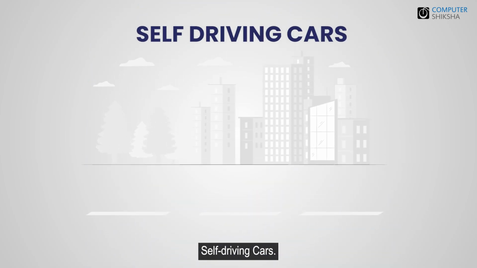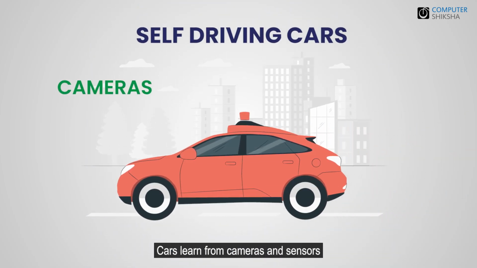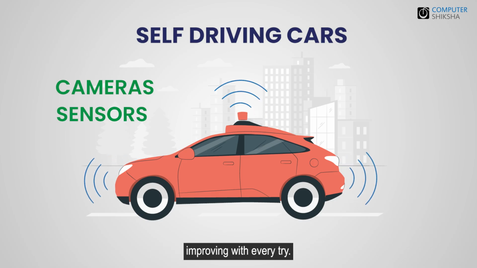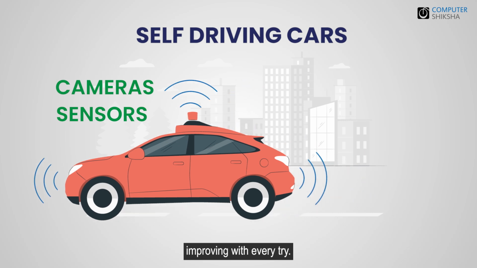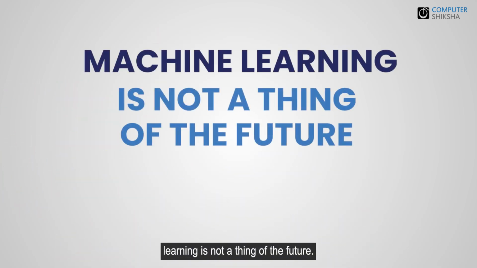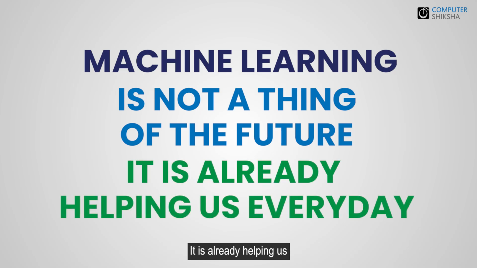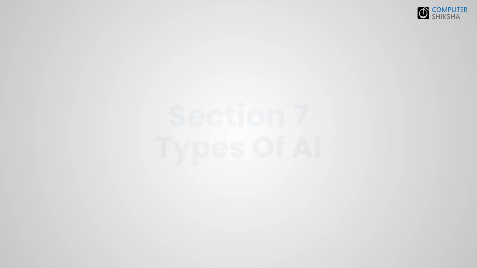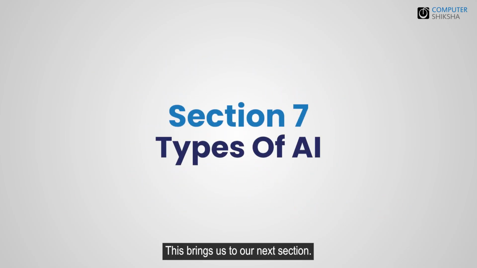Self-driving cars. Cars learn from cameras and sensors to recognize signals, people, and roads, improving with every drive. In short, machine learning is not a thing of the future. It is already helping us every day. This brings us to our next section. Types of AI.